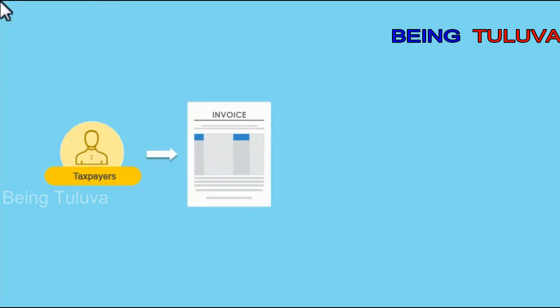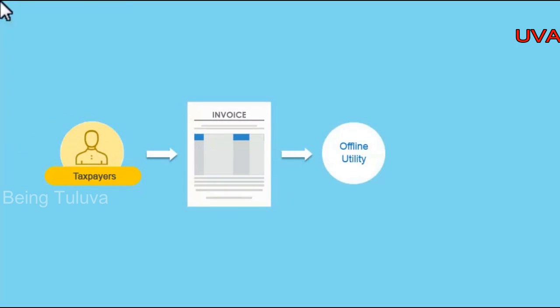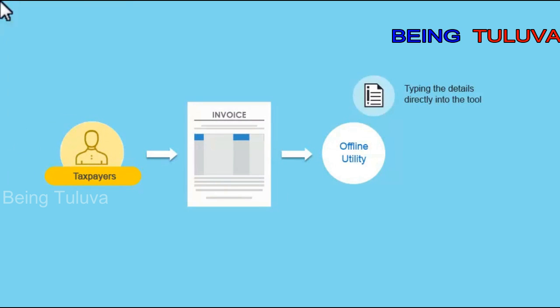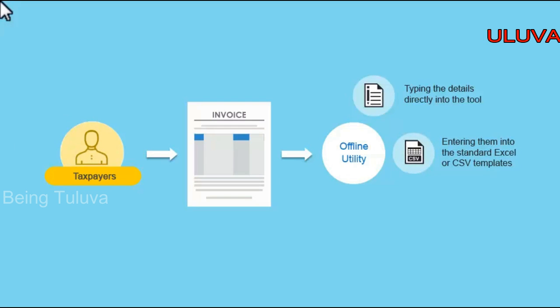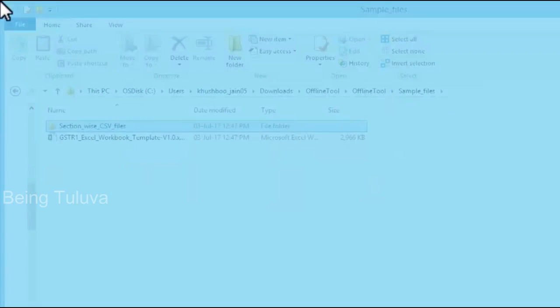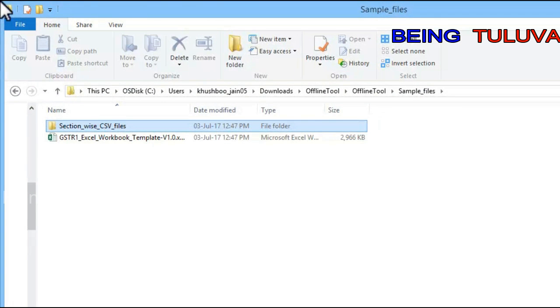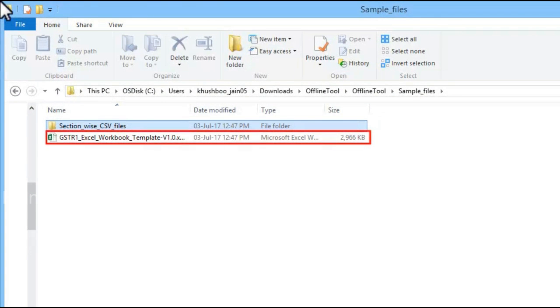Taxpayers can feed invoice data in the Returns Offline utility either by typing the details directly into the tool or by entering them into the GST provided Excel or CSV templates and then importing those templates in the tool. This video will show you the steps of using this Excel template, followed by importing line items in the offline utility and then uploading it to the GST portal.